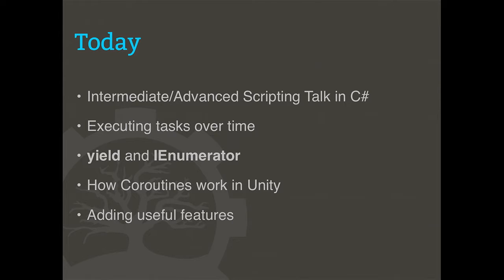We're going to talk about the concept of executing tasks over time and how that's commonly handled, and then we're going to introduce coroutines. We're going to talk about how yield and IEnumerator work, and those are the things that coroutines are built off of in Unity. Then we're going to talk about how coroutines are implemented in the Unity engine, and then we're going to extend coroutines to add some useful features to them.